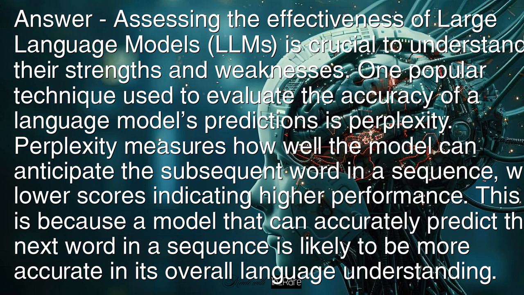One popular technique used to evaluate the accuracy of a language model's predictions is perplexity. Perplexity measures how well the model can anticipate the subsequent word in a sequence, with low scores indicating higher performance. This is because a model that can accurately predict the next word in a sequence is likely to be more accurate in its overall language understanding.